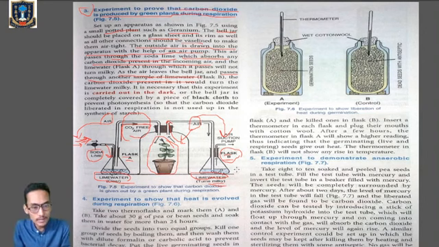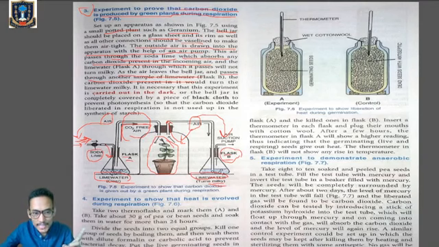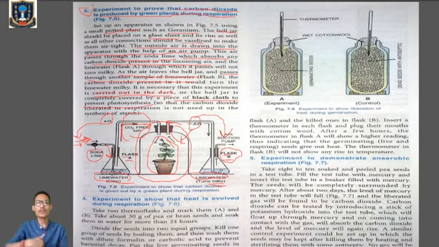But certain precautions need to be taken while conducting this experiment. First thing is that this experiment needs to be carried out in the dark, or the bell jar which contains the plant needs to be covered by a piece of black cloth to prevent photosynthesis. Clear? So briefly, what we have done, we are trying to prove that carbon dioxide is being produced by the green plant during respiration.